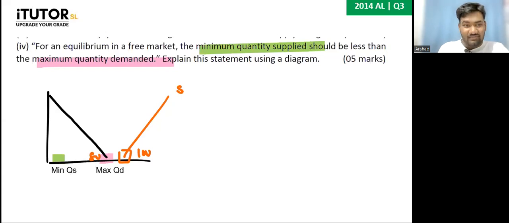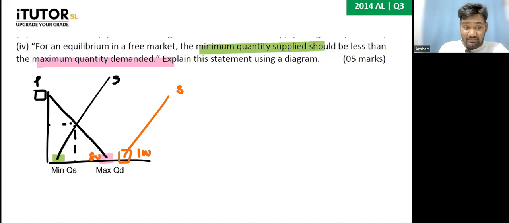So in this question, what you should do is draw a diagram. Draw a normal demand and supply. Label this as minimum quantity supplied, maximum quantity demanded. You can say when this is less than this, look here, there is an equilibrium here. But in a situation where maximum quantity demanded should be on the x-axis, this is the x-axis.